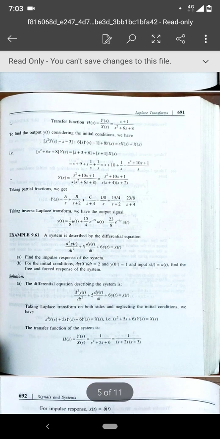Initial conditions are given for the second case. We'll see what that is. So you have the differential equation. Then taking the Laplace transform and neglecting the initial conditions.